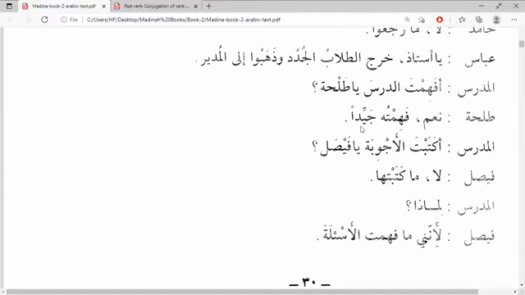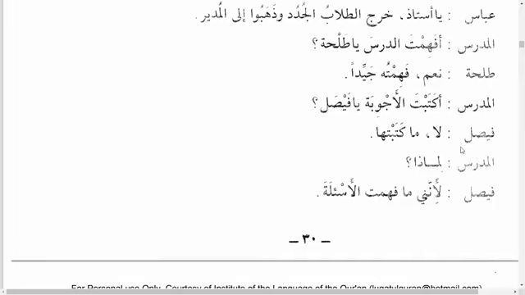Yes, I understood it very well. Okay, very well. Fahimtuhu. What about fahimtuhu? Fahimtu is the verb and the subject, and who is the object? Who does the object refer to? The lesson. Excellent. Attached pronouns are always object. Yes, that's right.